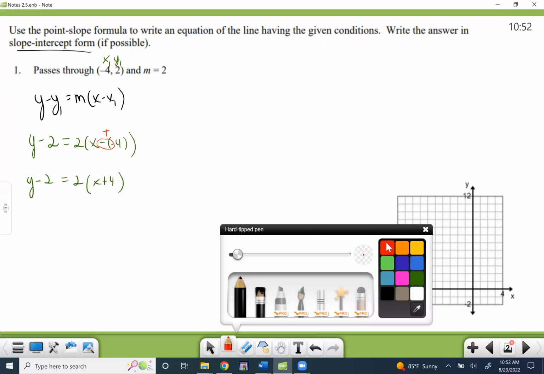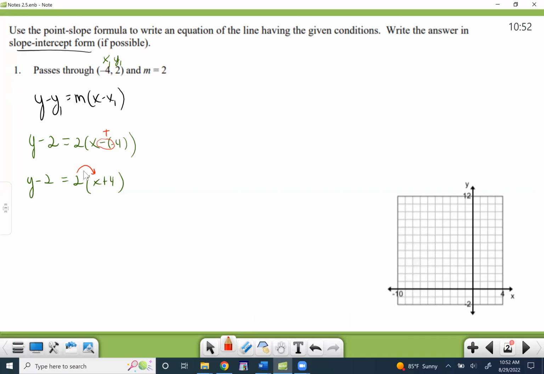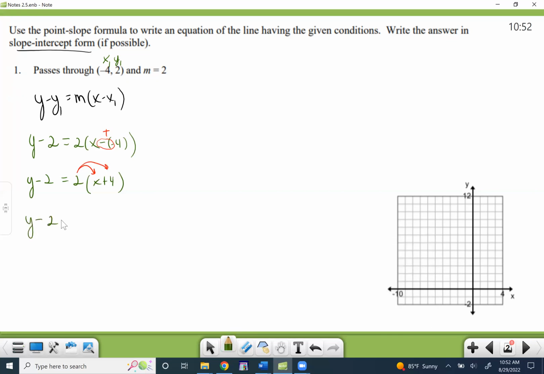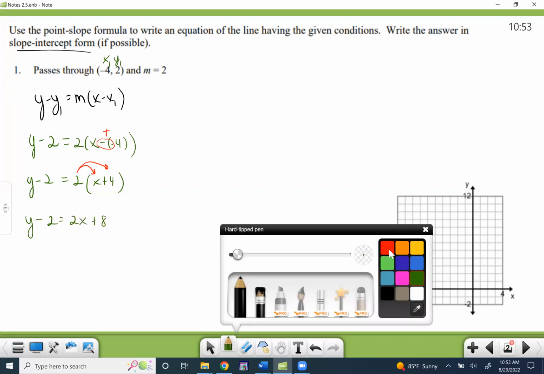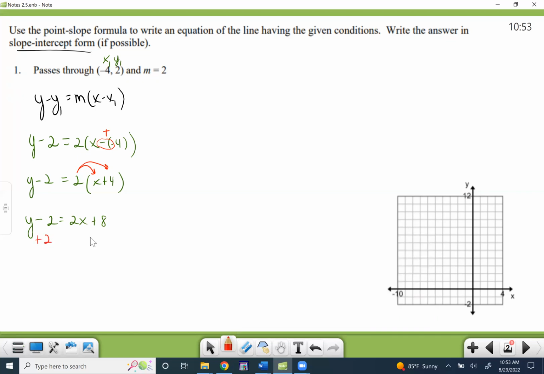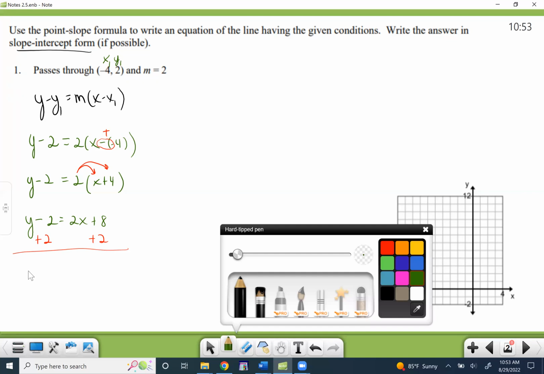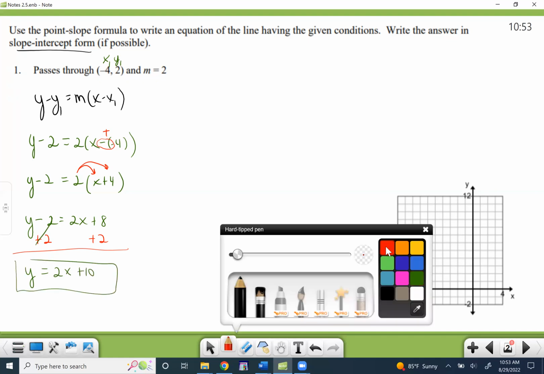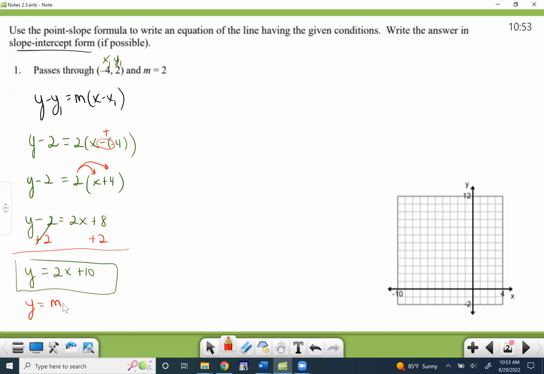Now we have to get this in slope-intercept form. So let's go ahead and distribute. And then we'll add the 2 over. Because as you recall, slope-intercept form, which is y equals mx plus b, has the y by itself, like we just did. We isolated the y. So now, since this is in y equals mx plus b, we are done. We've got our y, we've got our m, which is 2, and our b, which is 10.